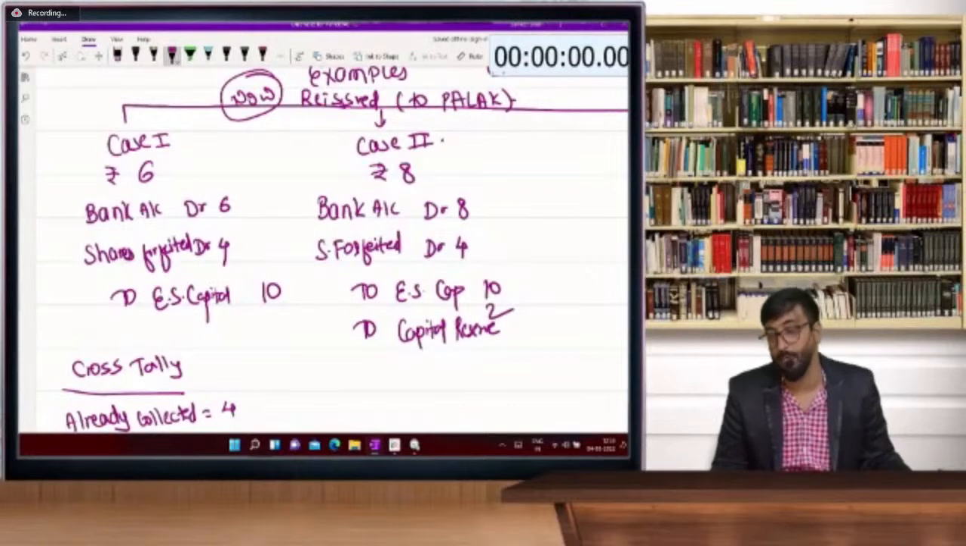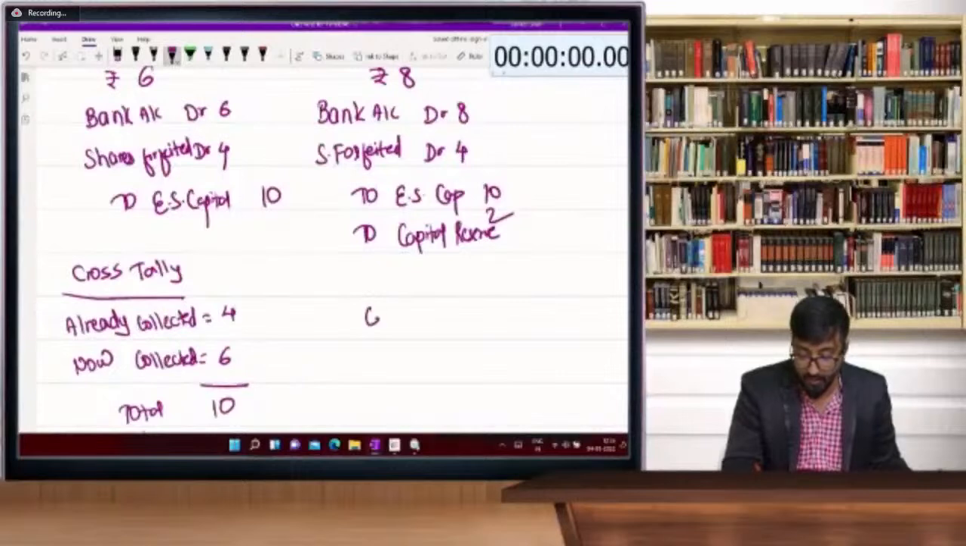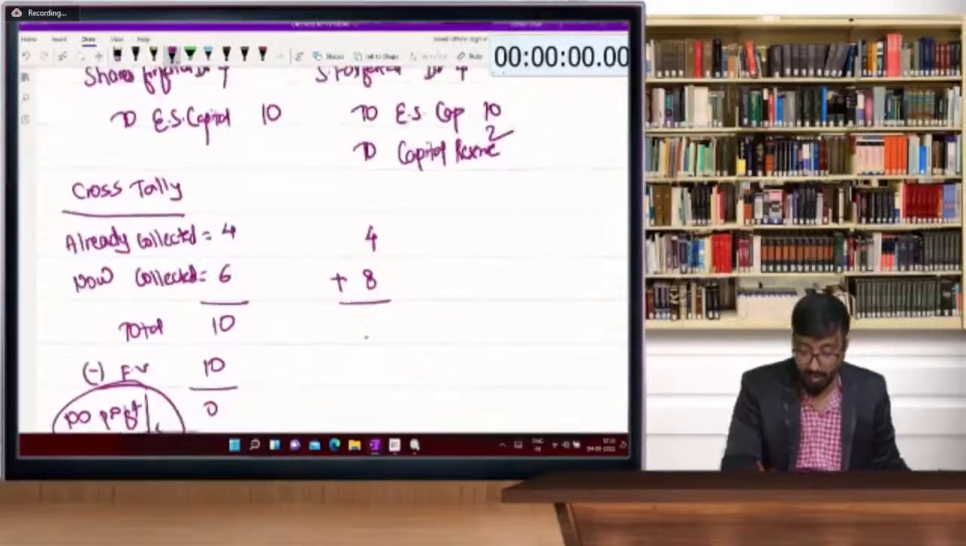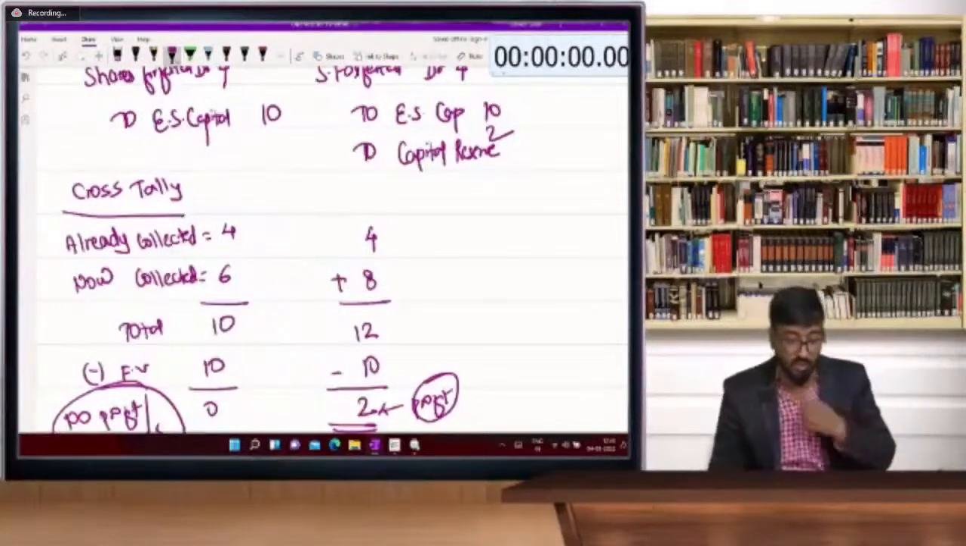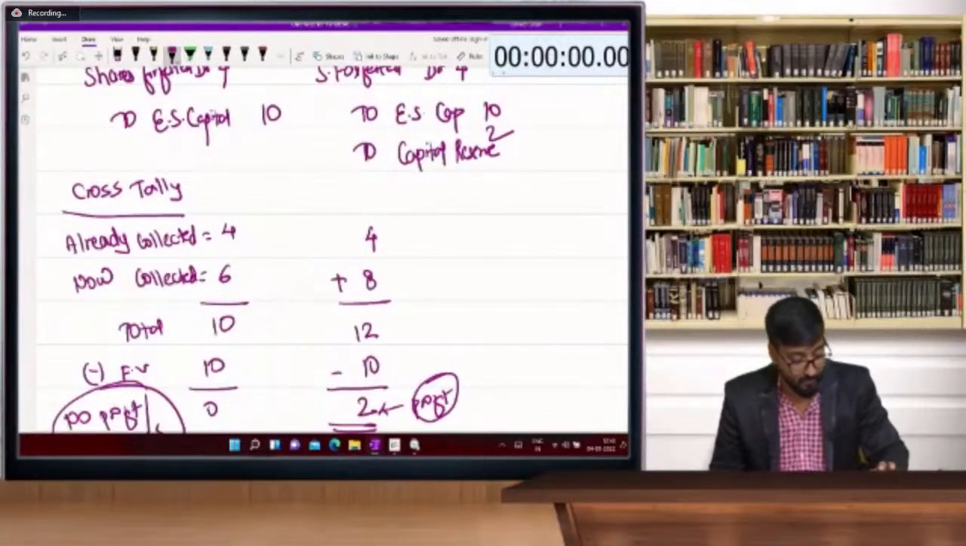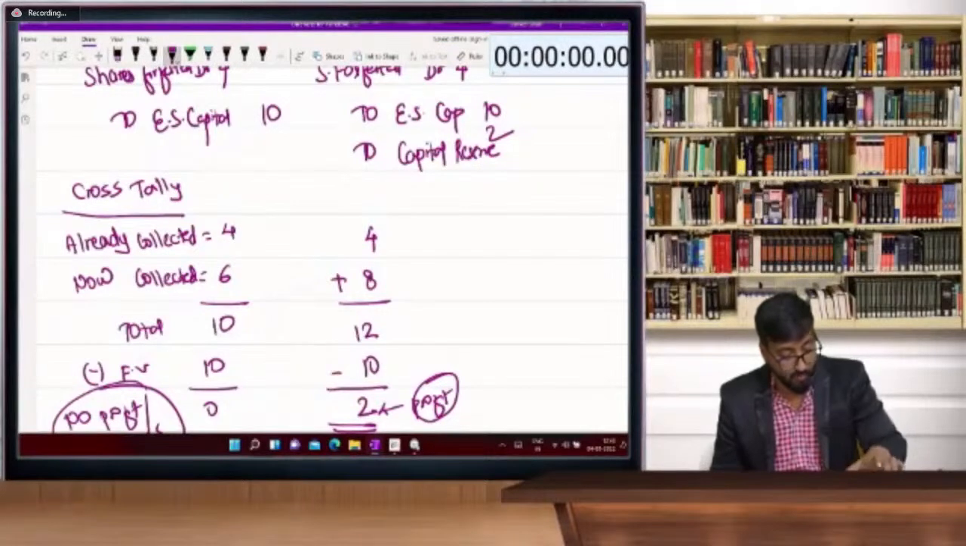It is not my day-to-day profit, so no P&L. So to capital reserve 2. Already collected 4, now collected 8. Total collected 12 minus face value 10. So ₹2 is my profit. This is for 1 share and this is transferred to capital reserve. Very good. Who answered very fast? Ratna Singh this time.